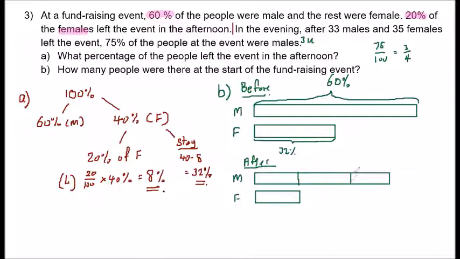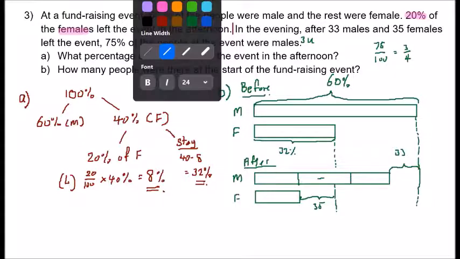These 3 units and this 60% is because 33 males left from this 60%, then it became 3 units. Whereas for the female, 35 of them left, and then it became 1 unit. So 1 unit and 35 will give you 32%. This is what I meant by two different variables: one is unit, one is percentage. So how do we combine them together? We can combine them with the combo method.